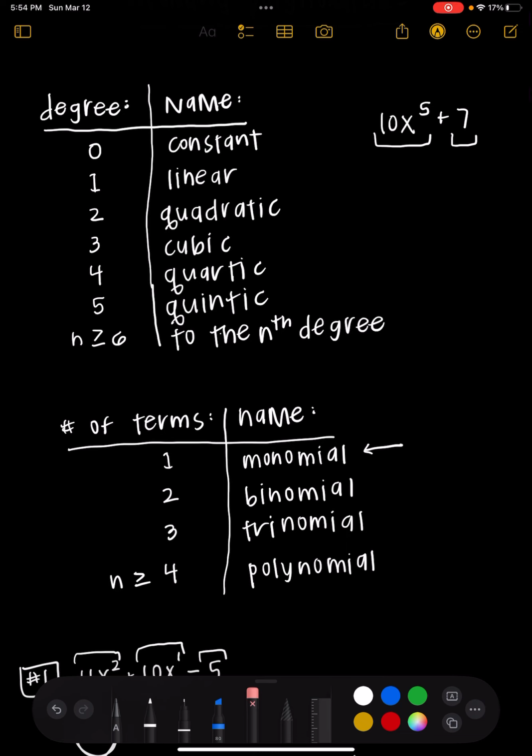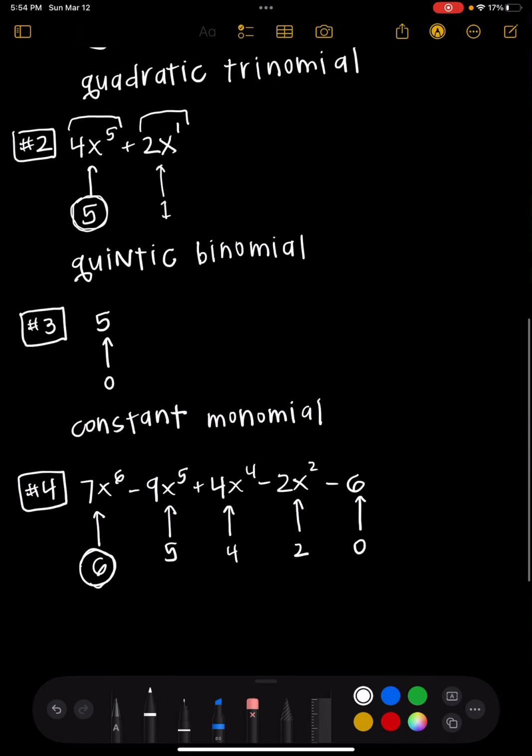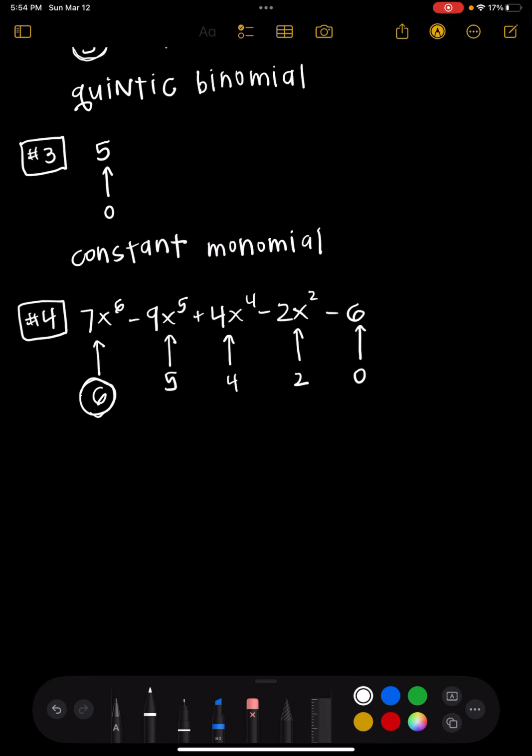So for this one, the degree of 6 is right here because we don't have an actual name for it. So when it's 6 or greater, we have to say to the nth degree. But in this case, because our degree is 6, we're going to say to the 6th degree.